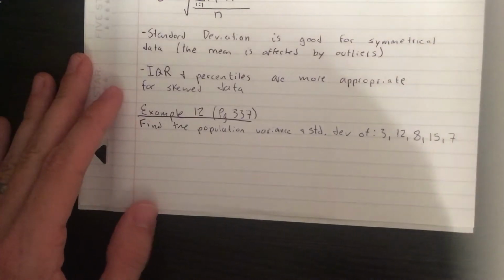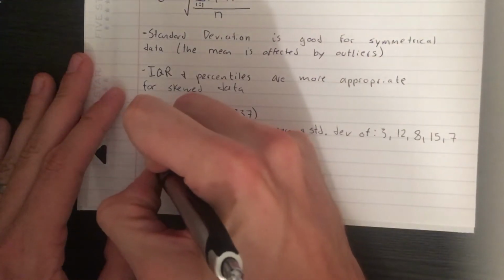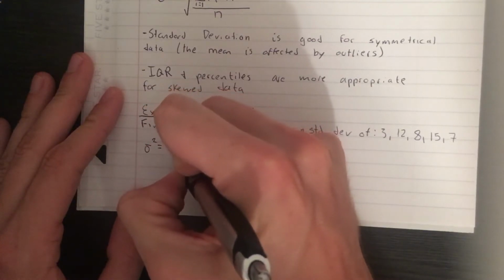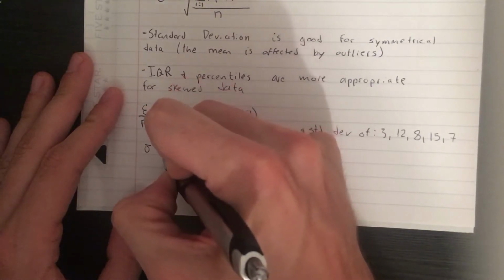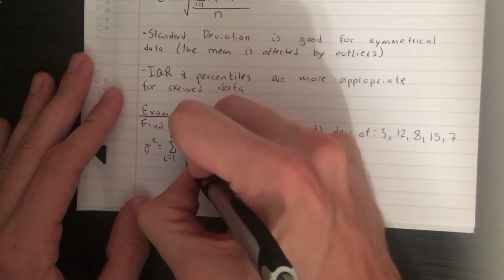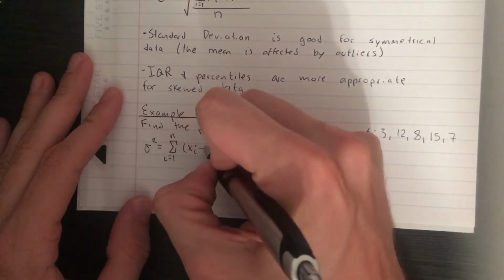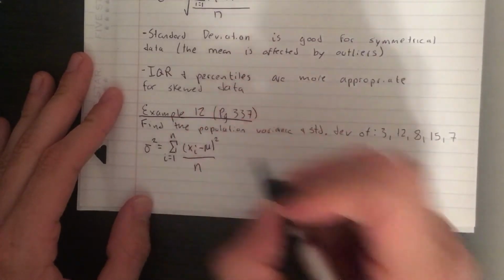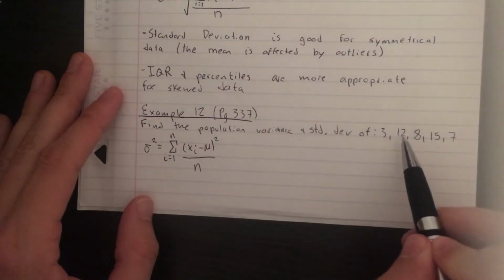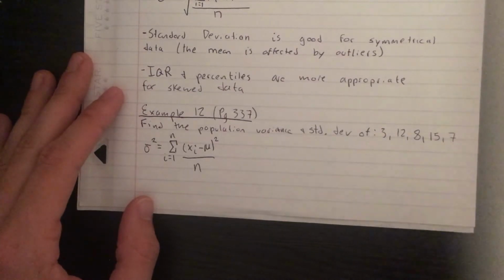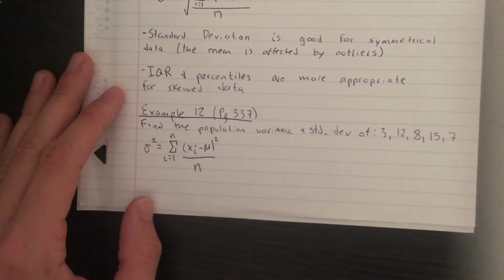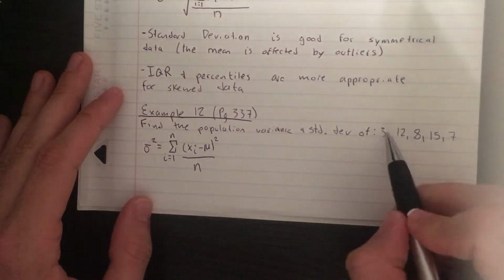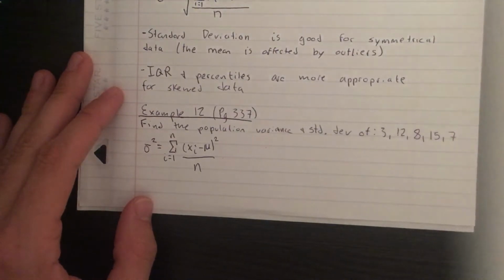So in a nutshell here, I'm going to write the formula for variance. In a nutshell here, all that you have to do to find variance is you have to be able to subtract things, square things, and then multiply them. So we're going to use this data set right here: 3, 12, 8, 15, 7. And we want to know, okay, how far away are these things from the mean?